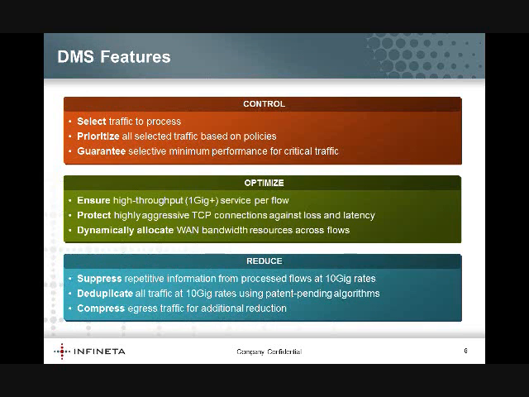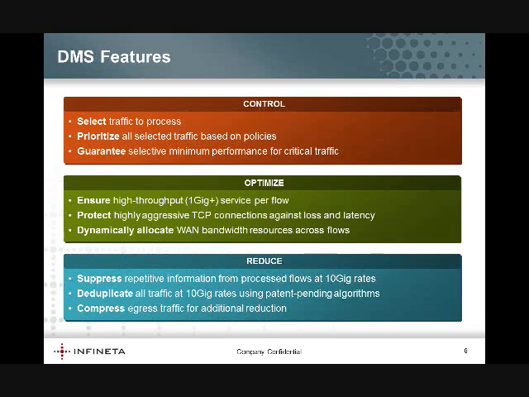The DMS exposes 3 distinct feature sets: control, optimize, and reduce. Control entails identifying the traffic that the customer would like to accelerate, prioritizing it based on business policies, and ensuring minimum and maximum performance guarantees for all select traffic in the network.